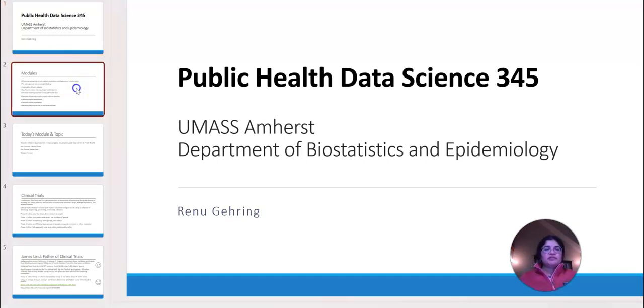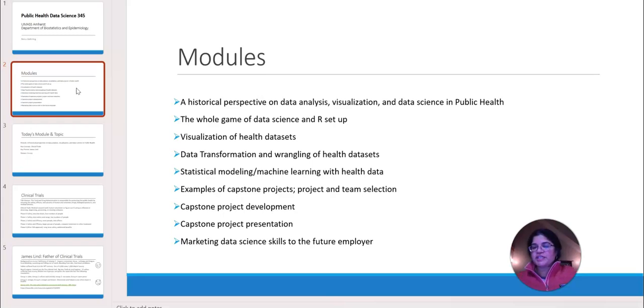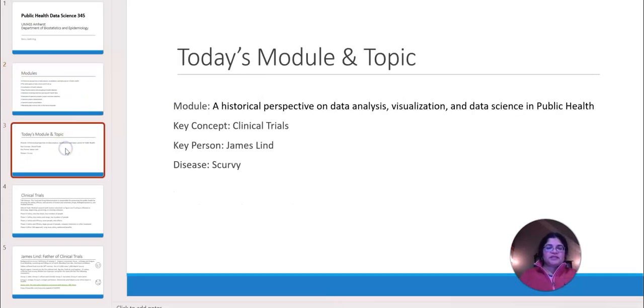And in this module, we are doing a historical perspective on three key influencers who made great strides in public health through their tireless work. In today's topic, we are focusing on James Lind, who is known as the father of clinical trials. And the key concept we're going to be covering is clinical trials and the disease that he worked in and made such strides in eradicating and curing is scurvy.